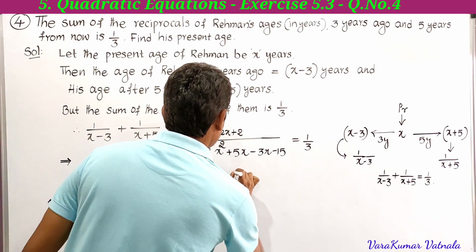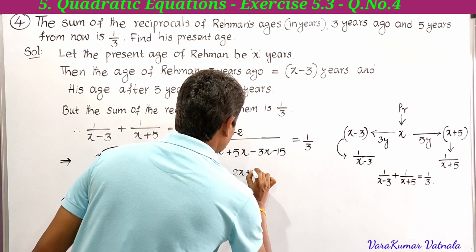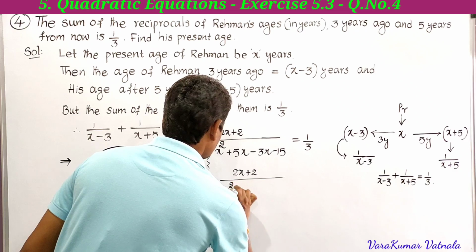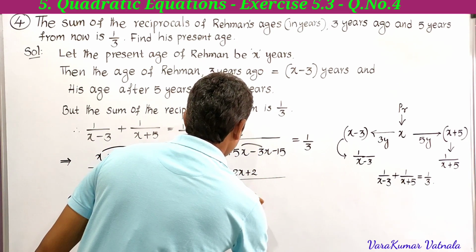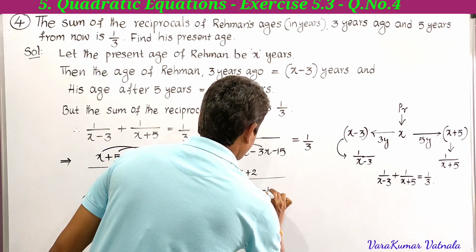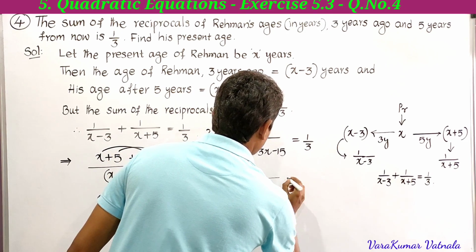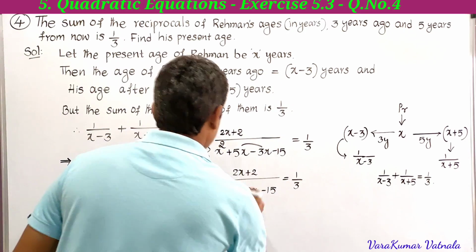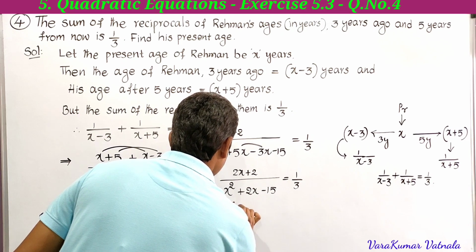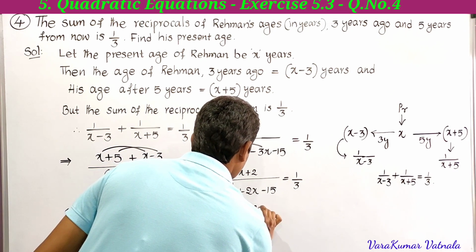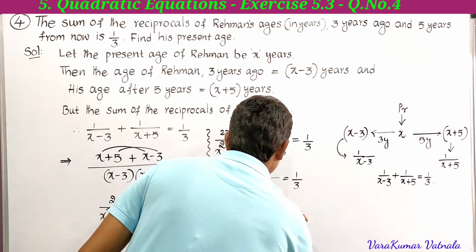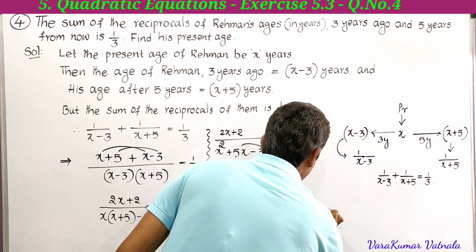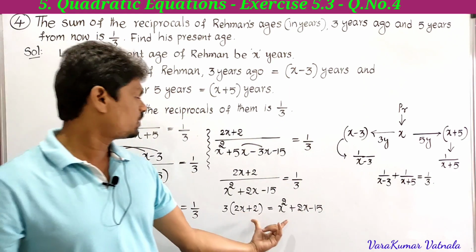Further, write 2x plus 2 in the numerator as usual, divided by x square plus 5x minus 3x, which is plus 2x, minus 15, is equal to 1 by 3. By cross multiplication we get 3 into 2x plus 2 is equal to 1 into x square plus 2x minus 15. So 1 into x square plus 2x minus 15 we get the same.